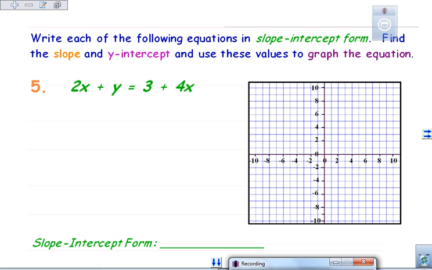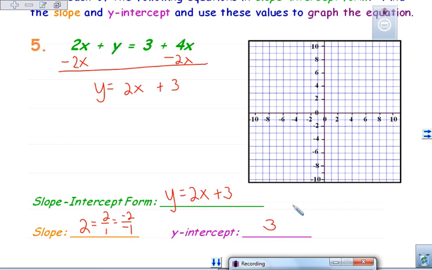Write each equation in slope-intercept form, find the slope and y-intercept, and use these values to graph. So we're going to subtract 2x first, and that gives us a positive 4x minus 2x, which gives us 2x, and the positive 3 goes at the end. y equals 2x plus 3. So our slope is the coefficient of x, which is 2. It is equivalent to 2 over 1, or negative 2 over negative 1. And our y-intercept is 3.